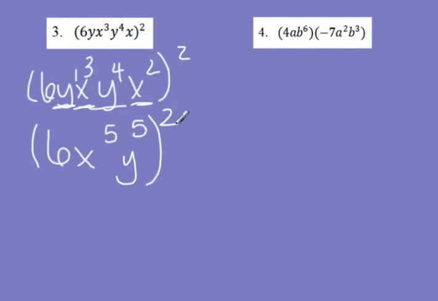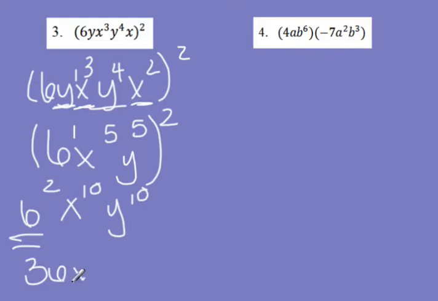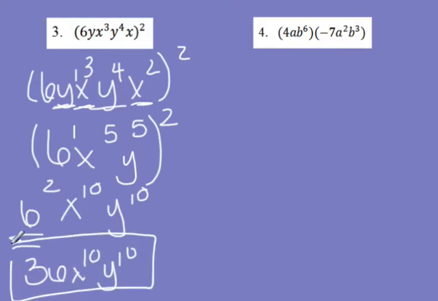So now I need to distribute in that power. Each of these are being raised to a power. So 6 to the 1 times 2 is 2, x to the 5 times 2 is 10, y to the 5 times 2 is 10. Now we need to actually square 6. It's not fully simplified unless we do 6 squared. Well, 6 squared is 36, x to the 10th, y to the 10th. So that's our final answer for number 3.